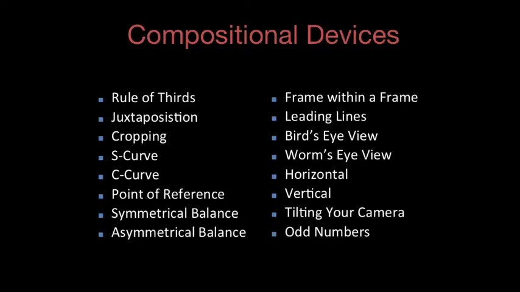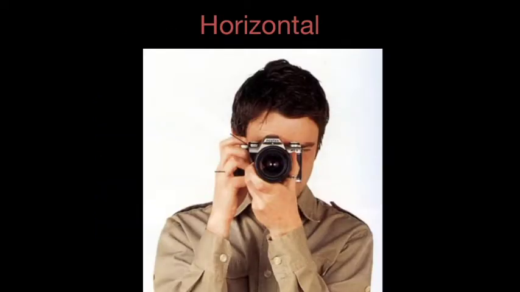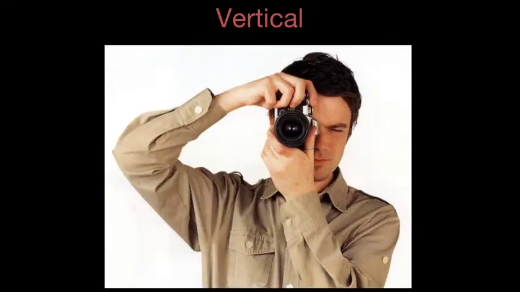There are many different compositional devices that you can use within your photography or any artwork that you are creating. This is a list of many of them. However, we're just going to look at some of the most basic ones. The first set of compositional devices deal with how you are holding the camera. You can hold the camera horizontal, or you can turn it 90 degrees and hold it vertically.